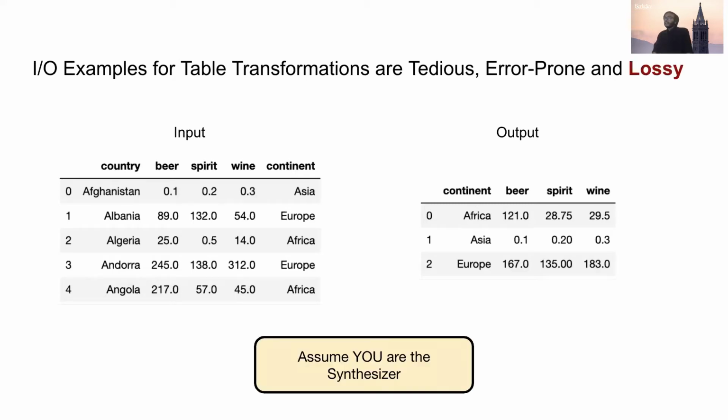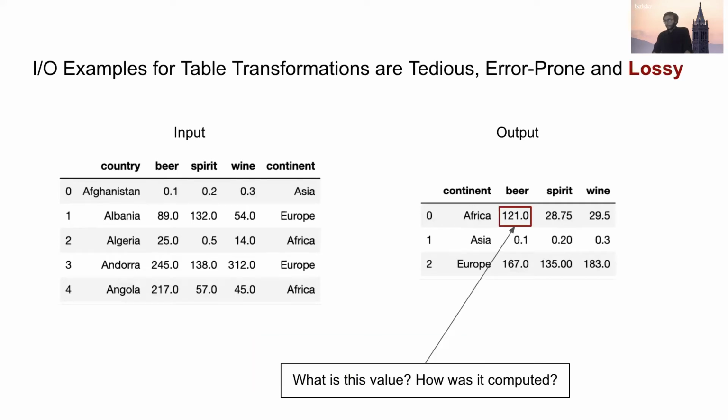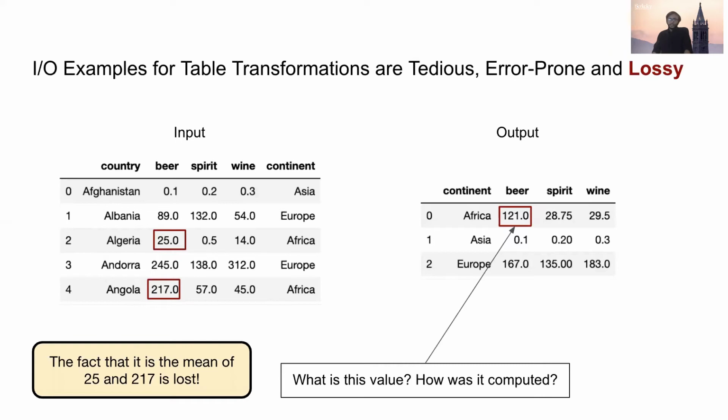So let's say you are a synthesizer, for argument's sake, and a friend comes to you with this input-output example and asks you to write code to perform this task without any other instructions, just the input-output example. So you would be left wondering what is actually happening. For example, what is 121? How is it being computed? And it would take you a while before you figure out that it's actually the mean of 25 and 217, and there's some sort of aggregation going on.